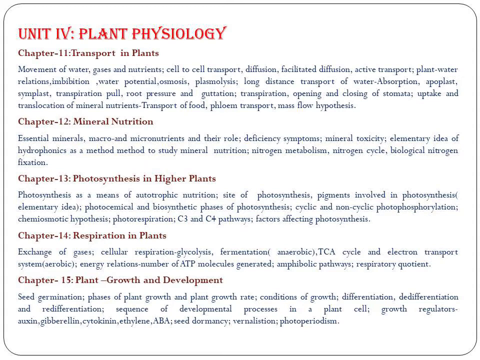Chapter 15, that is plant growth and development. Here we'll learn about seed germination and the phases of plant growth, plant growth rate, conditions required for growth, differentiation, redifferentiation, sequence of developmental process in plant cell, growth regulators, that is we learn in detail about auxin, gibberellin, cytokinin, ethylene, ABA, that is abscisic acid, seed dormancy. Then we'll learn about vernalization and photoperiodism.